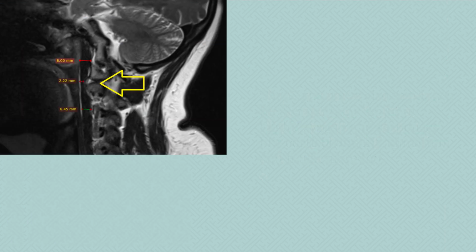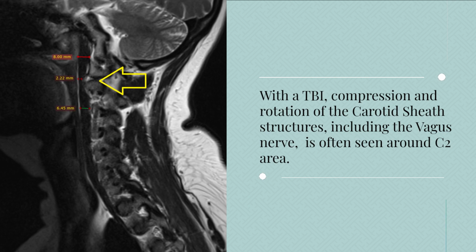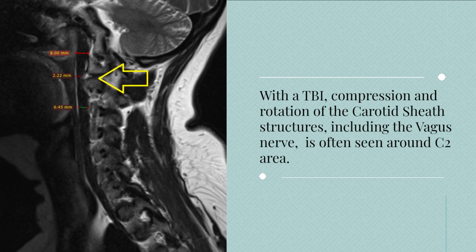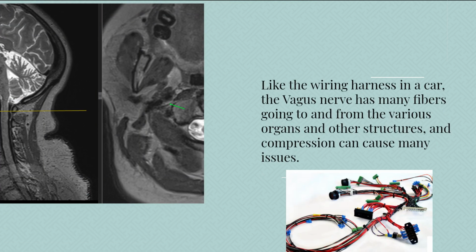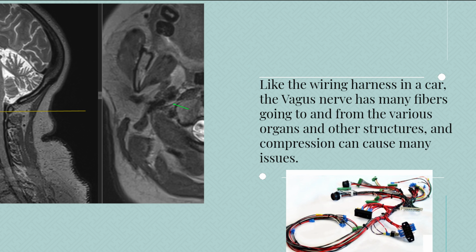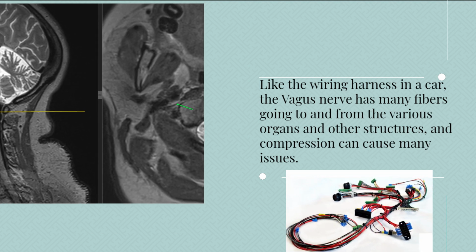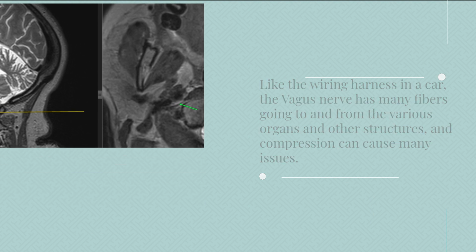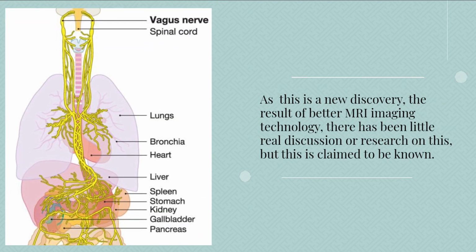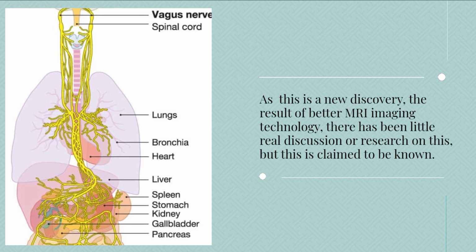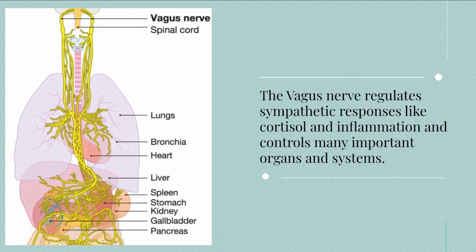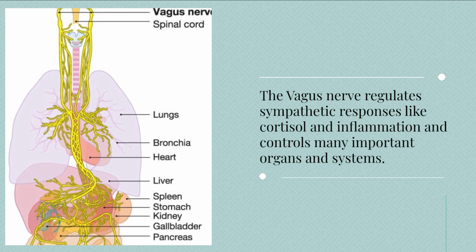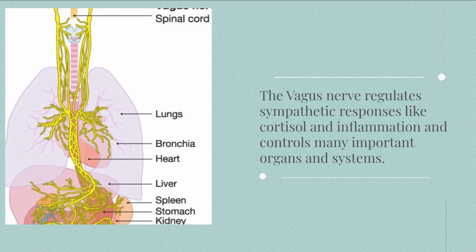With a TBI, compression and rotation of the carotid sheath structures, including the vagus nerve, is often seen around the C2 area. Like the wiring harness in a car, the vagus nerve has many fibers going to and from the various organs and other structures, and compression can cause many issues. As this is a new discovery, the result of better MRI imaging technology, there has been little real discussion or research on this, but this is claimed to be known. The vagus nerve regulates sympathetic responses like cortisol and inflammation and controls many important organs and systems.